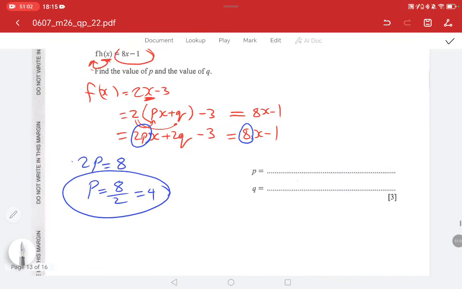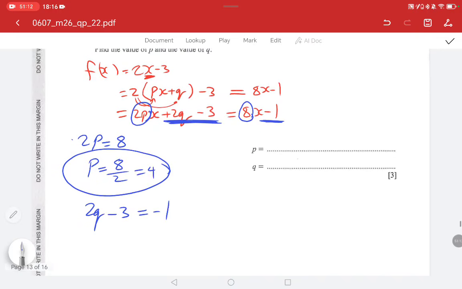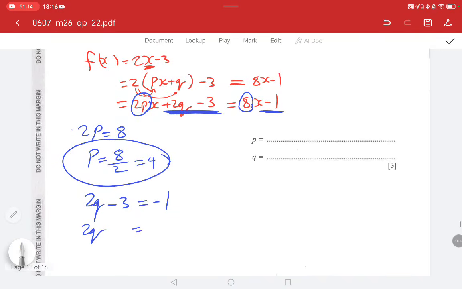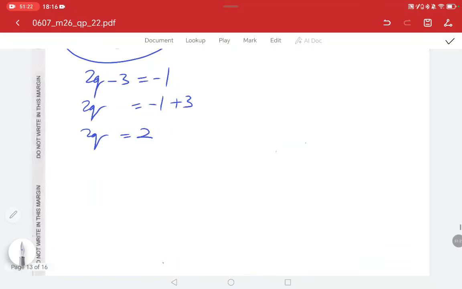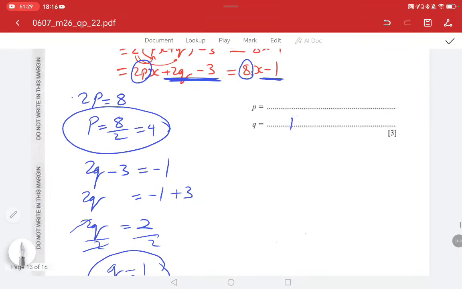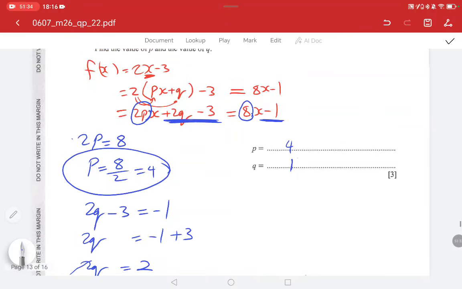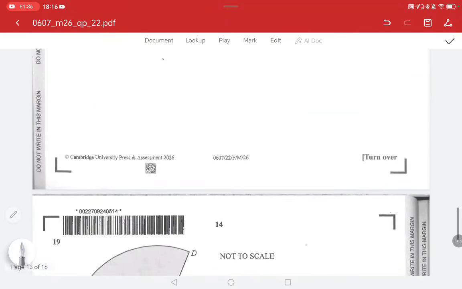And also, this constant number we have equals negative 1. So I may say that 2q minus 3 equals the constant number from the other side, negative 1. So 2q equals negative 1 plus 3. So 2q equals 2, right? Divide both by 2. So q equals what? 1. So here q equals 1, and p equals 4. Next one.